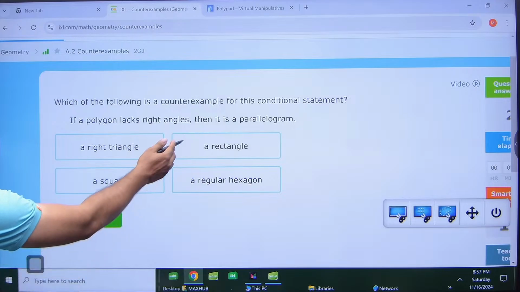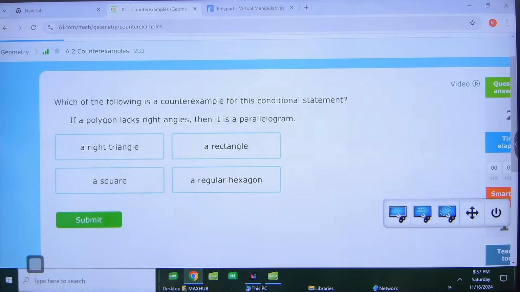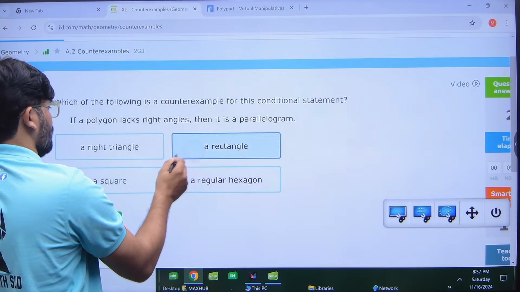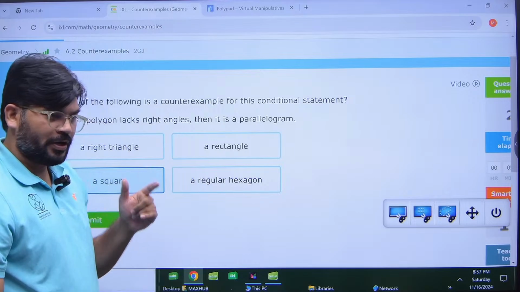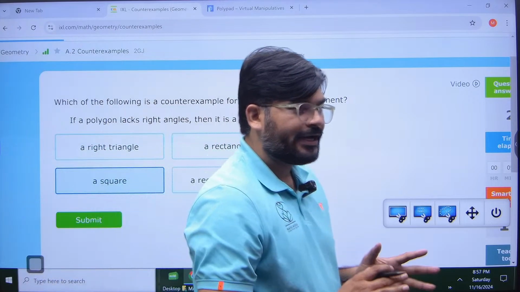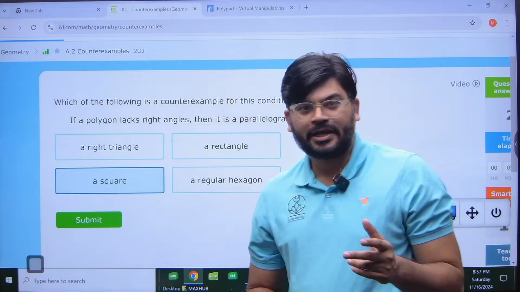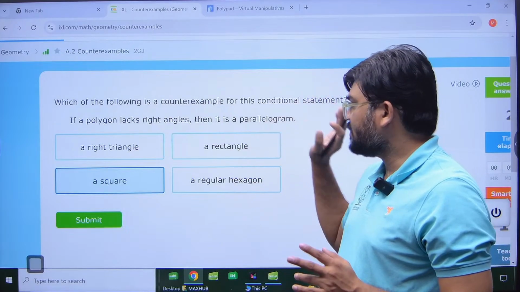What about rectangle? Oh, that could also work. It does not lack right angles. It has right angles. Then also it is a parallelogram. So wait, that's not a counterexample. Only one can be selected. Yeah. Okay, let us see again. If a polygon lacks right angles, that means the polygon must not have right angles. Then they are saying if it does not have right angle, then it is a parallelogram.